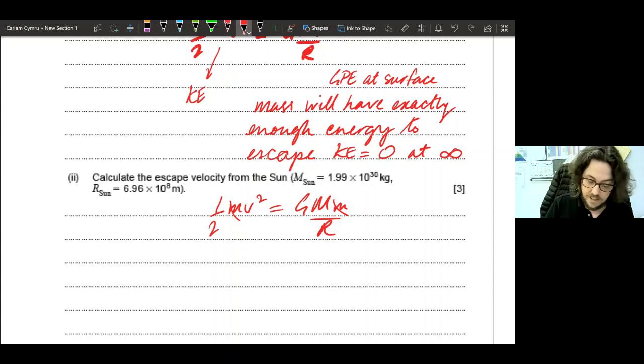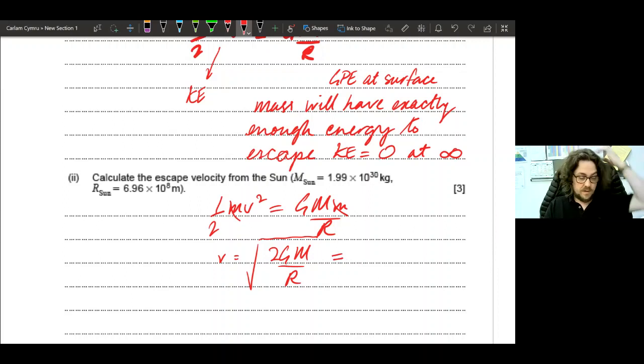So then if you rearrange this, you end up with V is equal to the square root of 2GM over r, and I'm going to skip this one and go straight to the answer so we can get through some more content, okay? And that comes out with 618 meters per second.